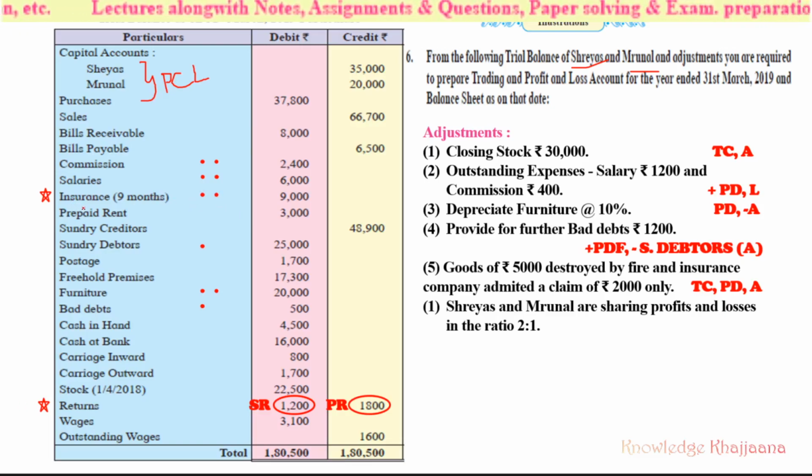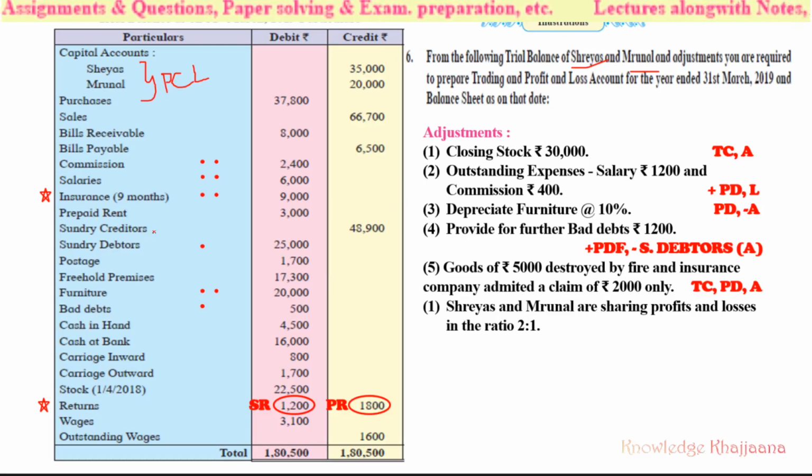See, here it is a hidden adjustment. See, it is an internal adjustment, a hidden adjustment. Why? Insurance has been paid for 9 months only. It means 3 months insurance is unpaid. Okay, so there is an internal adjustment. So we'll make 2 marks against it. Okay, and we have to remember that's why I have made a star over here. Prepaid rent. Okay, profit and loss account debit side.